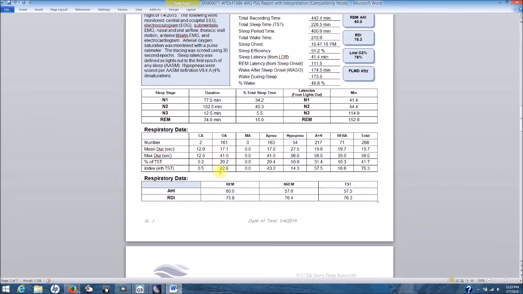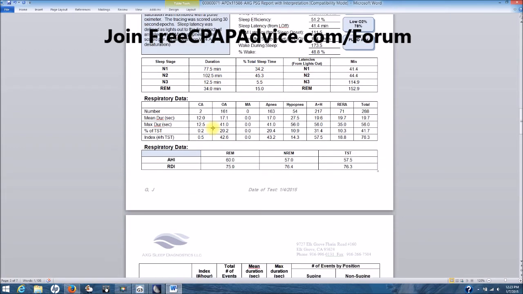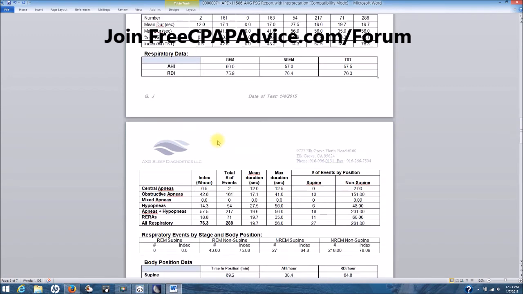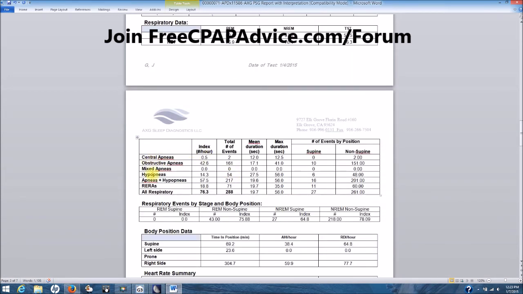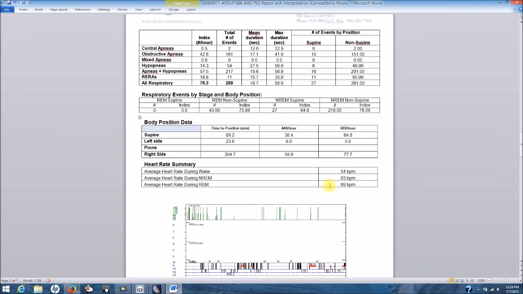So if we scroll down, we can see all the stages, how it's broken down: N1, N2, N3, and REM sleep. You can figure out the percentage of total sleep time, whether you're getting the proper amount of each stage of sleep. Here we have central apneas, mixed, obstructive, hypopneas, all that stuff. We have it broken down by supine versus non-supine. He didn't sleep much on his back, a little over an hour in total. And on his right side, he was practically on his right side the entire night.